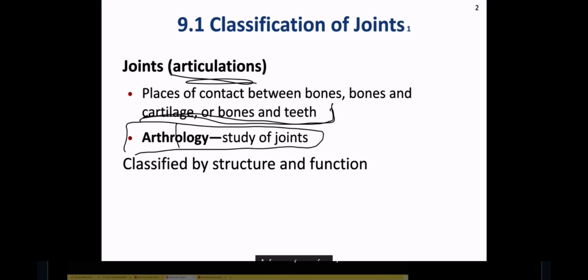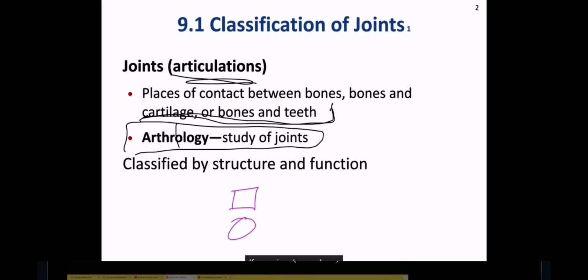A fancy term for joint is articulation. You have two elbow articulations, your left shoulder articulation. And joints can be classified by structure or function. And this is another key idea in anatomy. Structure has to do with shape, and function has to do with how something works.